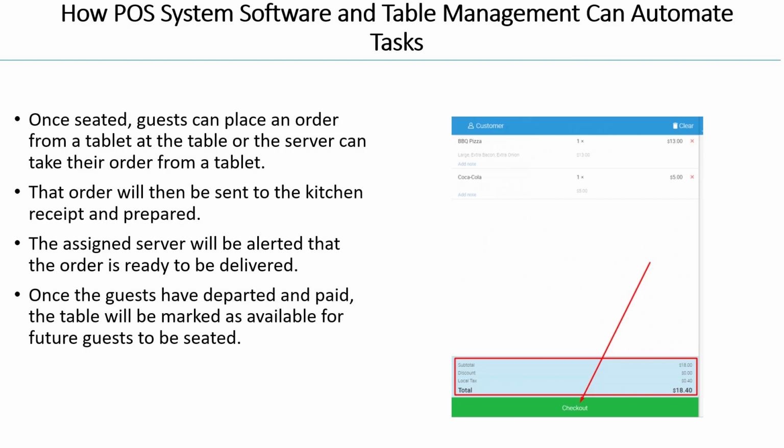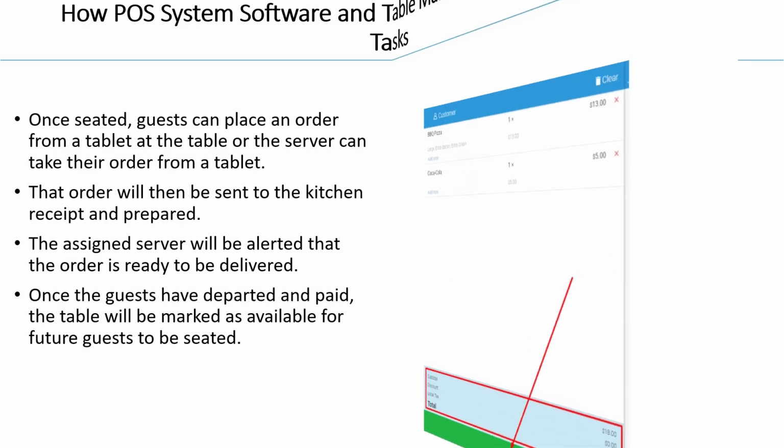Once seated, guests can place an order from a tablet at the table, or the server can take their order from a tablet. That order will then be sent to the kitchen receipt and prepared. The assigned server will be alerted that the order is ready to be delivered. Once the guests have departed and paid, the table will be marked as available for future guests to be seated.